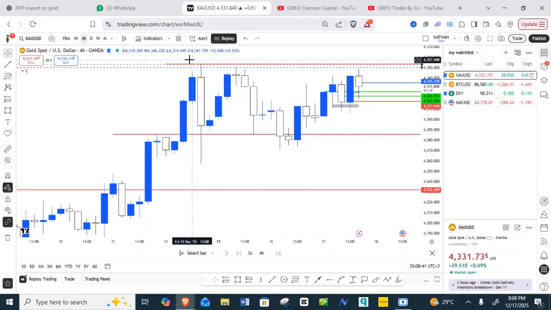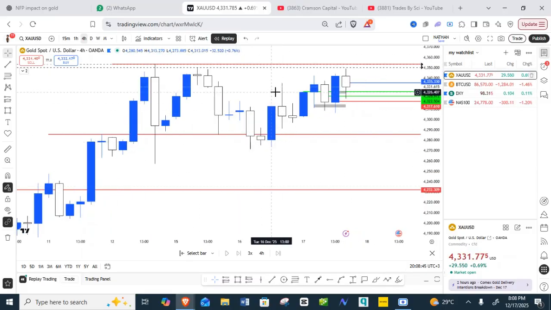Okay, but I still have these two remaining, so those are the ones that I'm still going for. And this one is an indication because it closed above these highs. Okay, yeah.